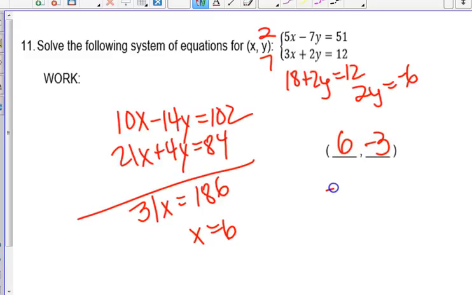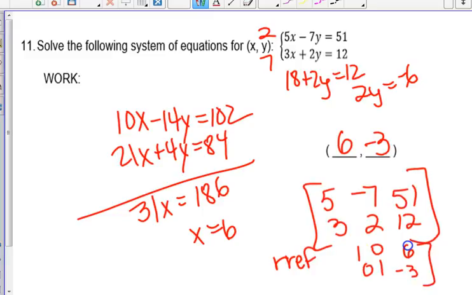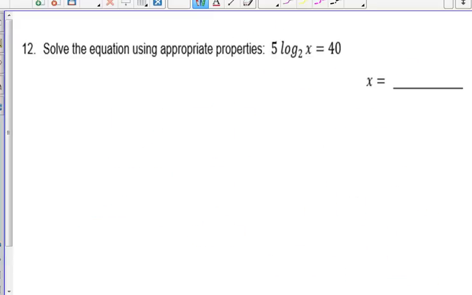I could have put it all in a matrix and done RREF, and it should say 1, 0, 0, 1, 6, negative 3. Okay, I hope I did that one right. I'm skipping on because I think you guys are good at these. Okay, number 12.